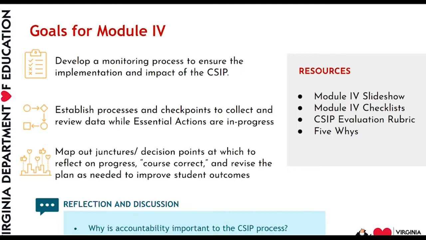You also want to be able to map out junctures and decision points at which to reflect on progress, course correct, or revise your plan as needed to improve student outcomes. And you notice at the bottom of the screen, there's a reflection question. Why is accountability important to the school improvement plan process? Why is accountability important to that CSIP process?